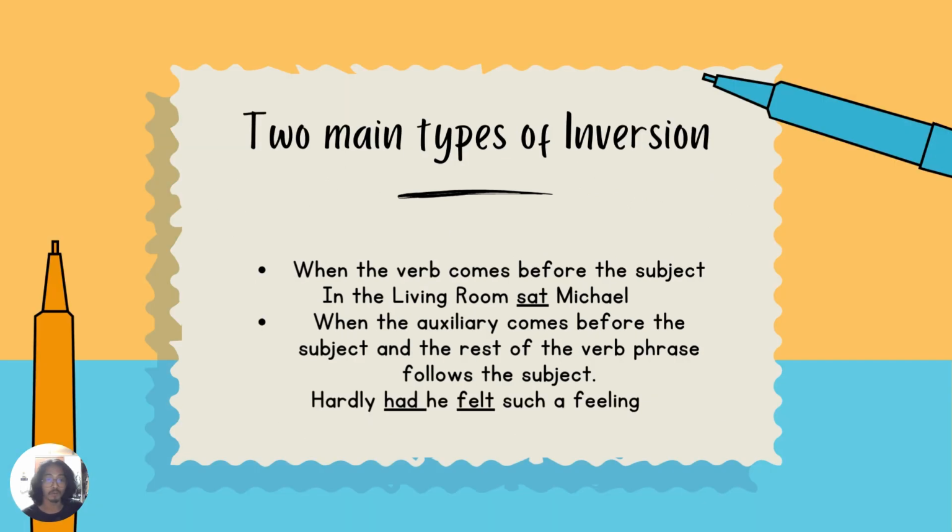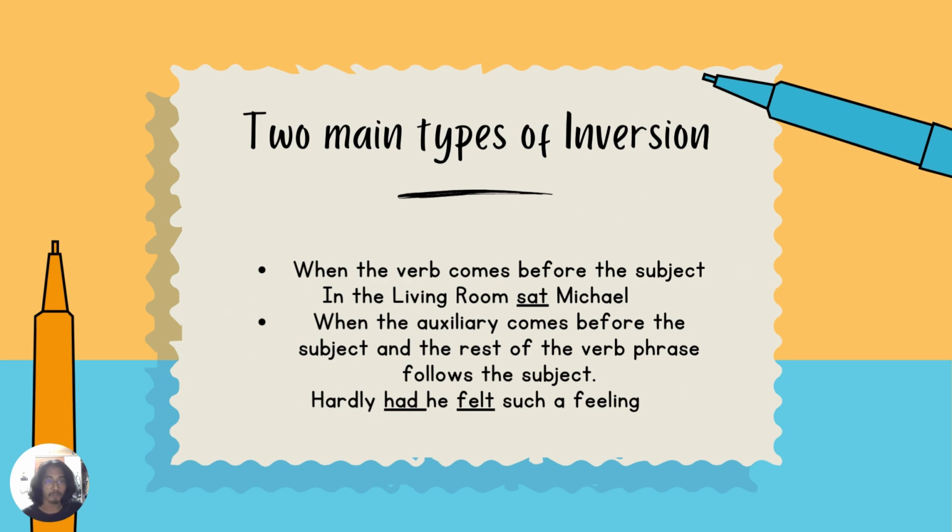So, there are two main types of inversion. The first one is when the verb comes before the subject. For example, in the living room, sat Michael. So, the verb sat is put before the subject Michael, and that can be categorized as an inversion. So, the normal word order would be Michael sat, or is sitting, in the living room. That is the normal word order.